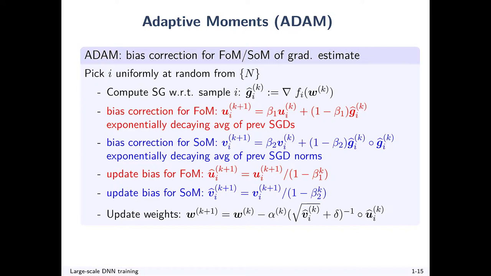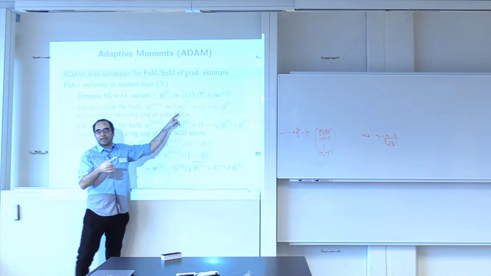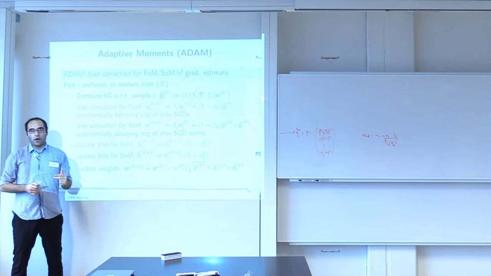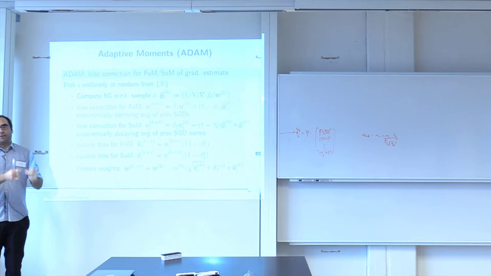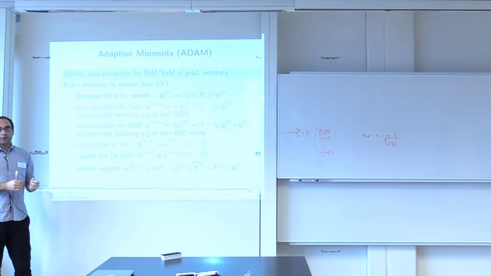And u_ik, remember, is a convex combination between the previous iteration and the stochastic gradient that you just computed, where beta 1 is a parameter that is less than 1. So what does this mean? Using the same reasoning that we had before, it becomes clear that this is an exponentially decaying average of the previous values of g_ik. So this is an exponentially decaying average of the stochastic gradients. This is the bias correction for the first order moment.